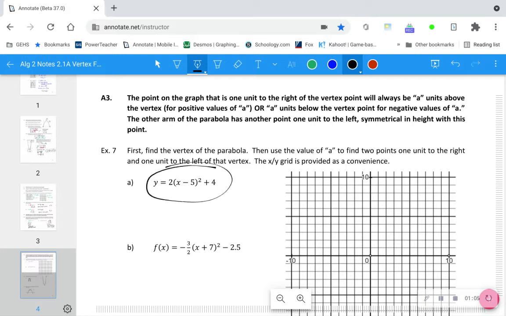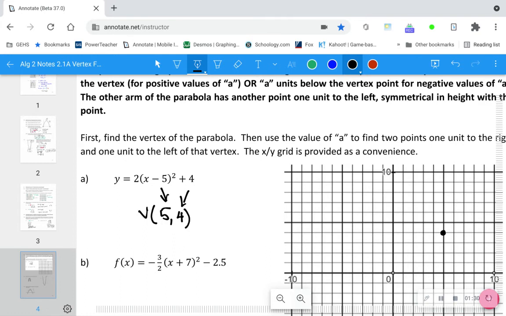On this first example, we have a vertex of 5, 4. You can see I changed that sign. So I find 5, 4 on my graph, like that. And if I move, this is how this works here. Let me zoom in a little bit so you can see better.